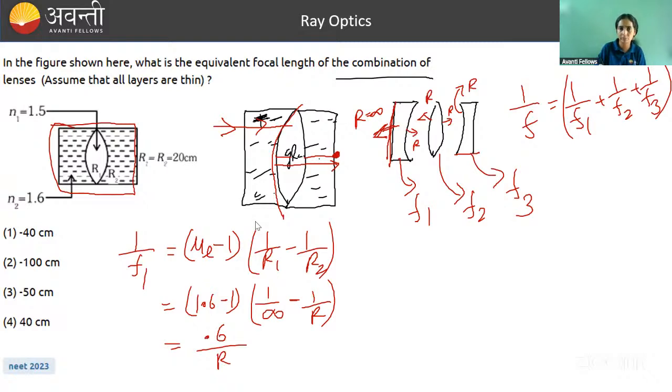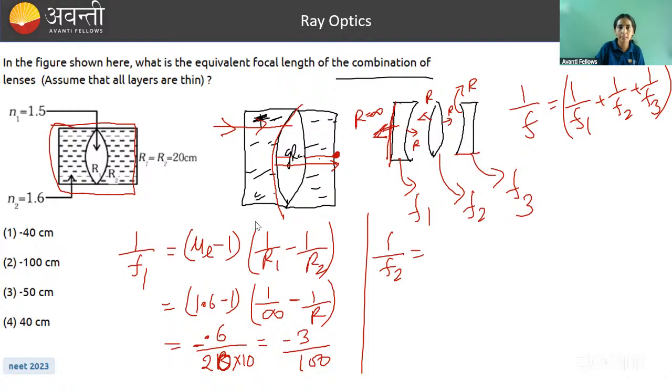The R value is also given. So let's put it. R is equal to 20 centimeter. If you put it here, it will become minus 3 by 100. This is minus 3 by 100. Similarly, if you go on to calculate 1 by f2, how will you write 1 by f2?